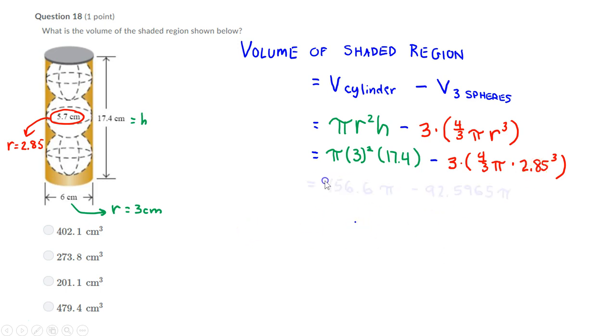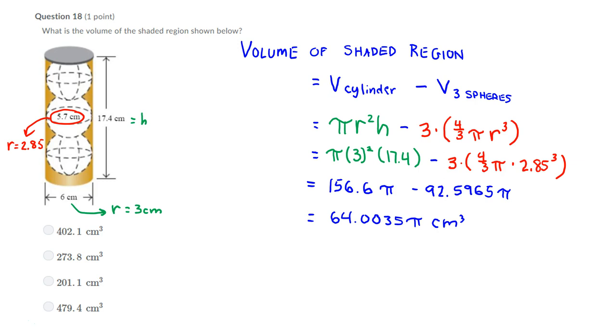And when I work these out, sometimes you might be asked to leave them in terms of pi, and so I always start that off because it's usually more exact. And I carry through, I have 156.6 pi minus 92.5965 pi, which is 64.0035 pi in cubic centimeters.